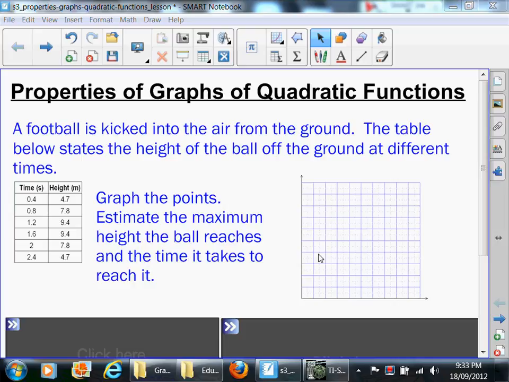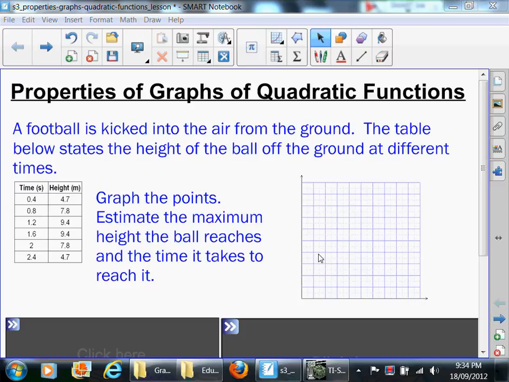Hi, grade 11s. Today we're going to look at the first real meaty lesson of the quadratic functions unit. And tomorrow you'll have a work period on this, and then we'll really get into it when I get back at the beginning of October.